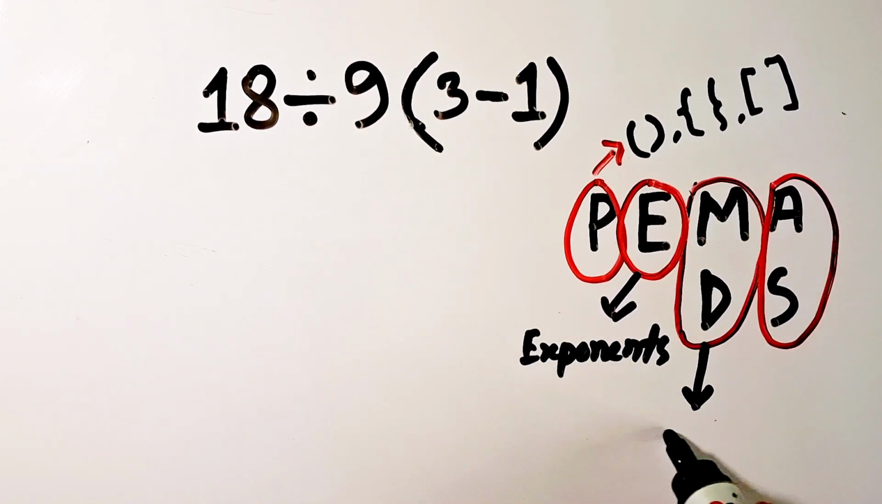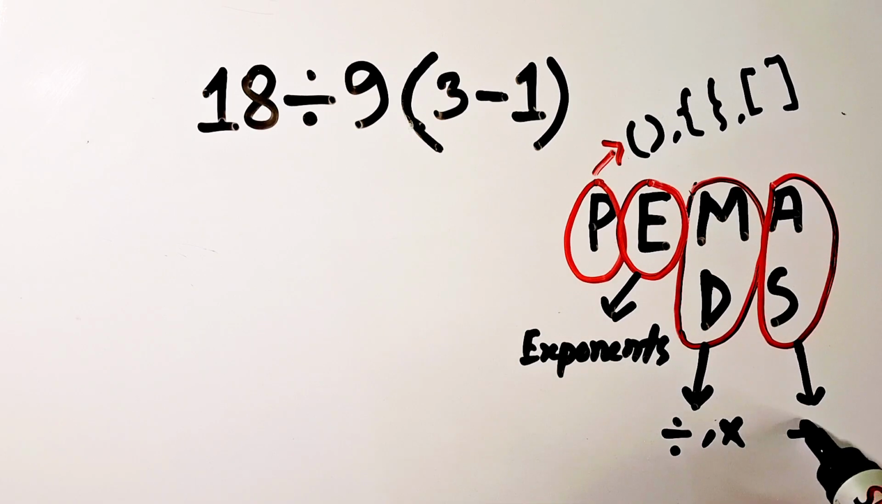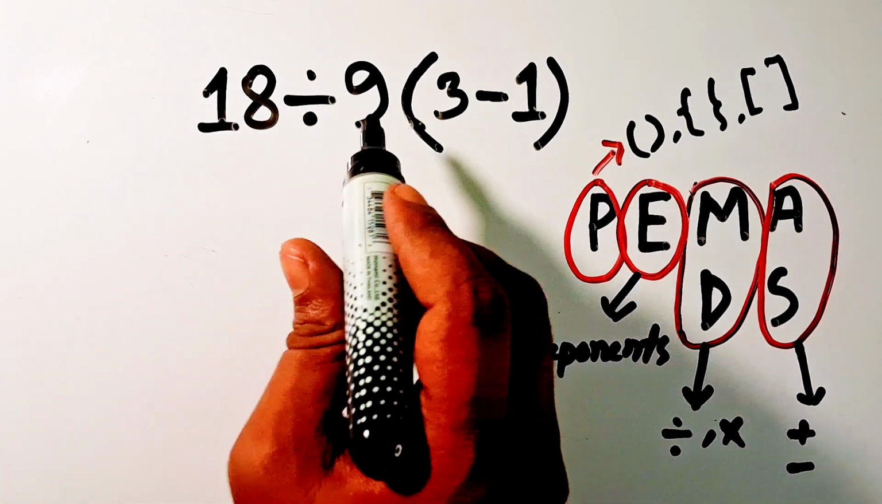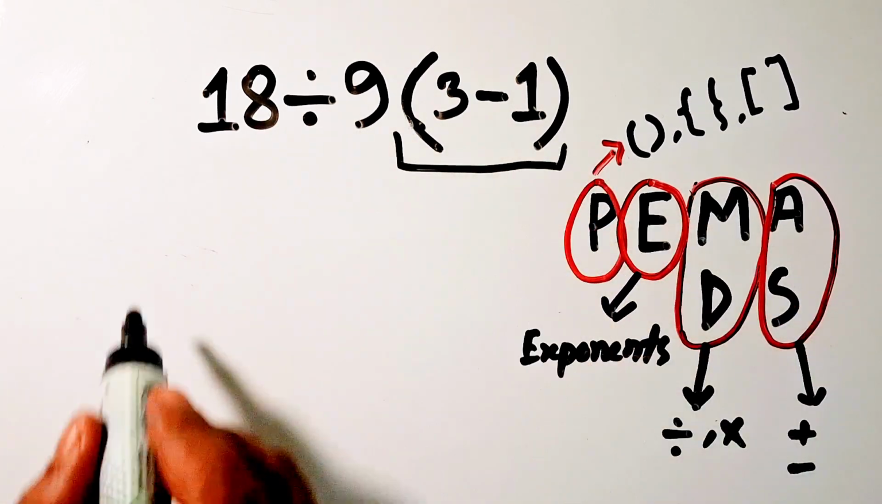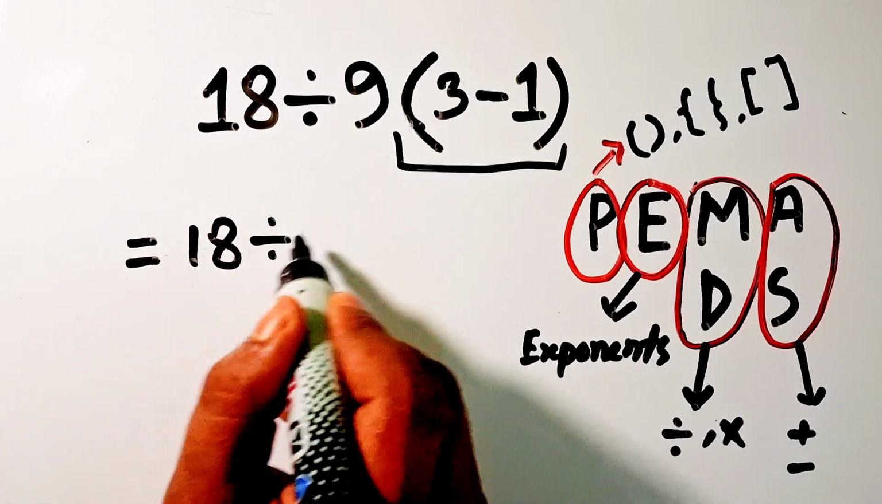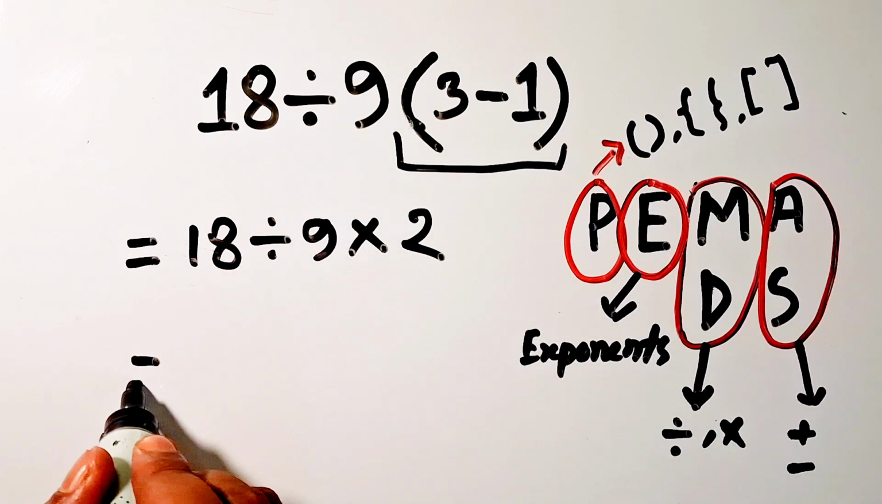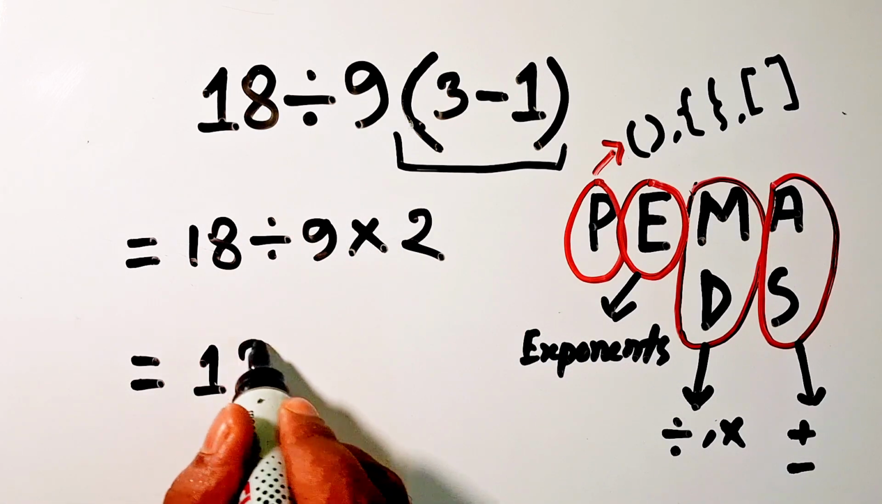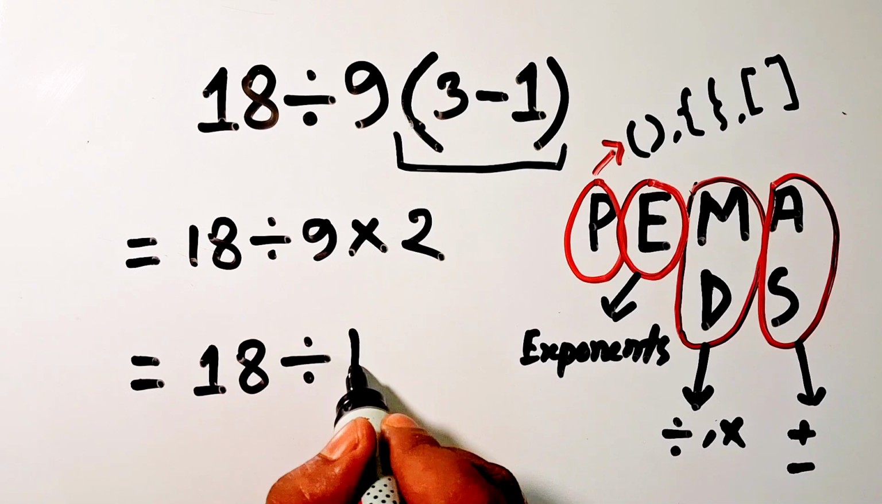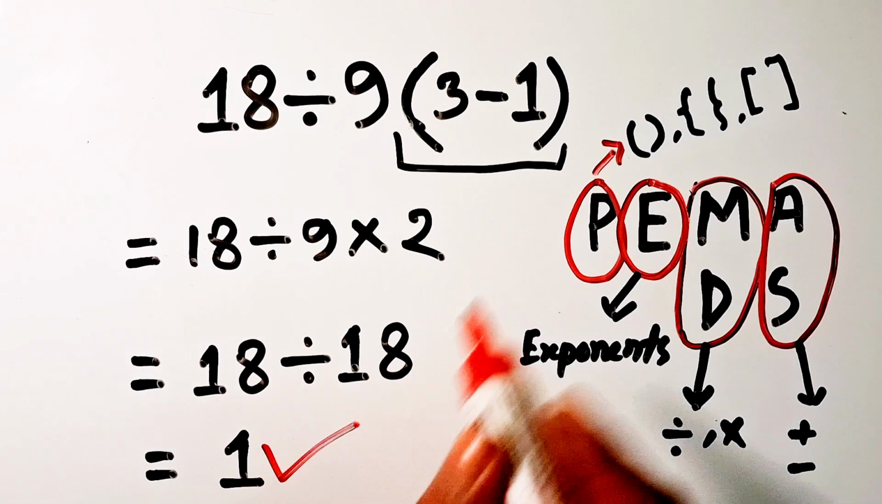The rule is first parenthesis, then exponent, then multiplication and division, which have the same priority, and addition and subtraction also have the same priority. Then according to this rule, first we will do 3 minus 1 is equal to 2. Then 18 divided by 9 into 2 is equal to 18. 18 divided by 18 is equal to 1. It is the right answer.